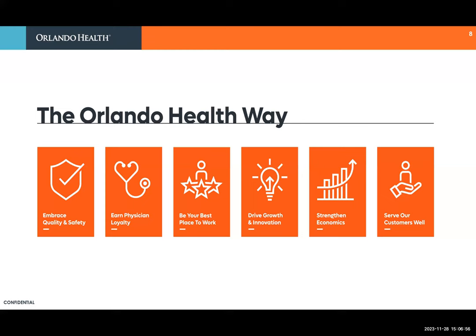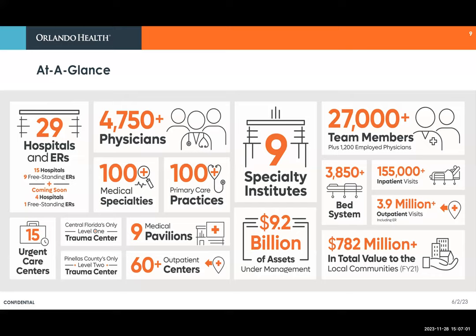Next slide. This is just a quick snapshot of our organization as of June 2nd, 2023. We have 29 hospitals and ERs: 15 hospitals and 9 freestanding ERs are currently open, with 4 hospitals and 1 freestanding ER coming online soon. Of course, our wonderful adult facilities are also joined by our dedicated children's hospital and the busiest hospital in Florida for women and babies, which is Orlando Health Winnie Palmer Hospital. And we have 9 specialty institutes that provide just phenomenal comprehensive care that ranges from heart and vascular to orthopedics and digestive health. And all of these services and facilities are supported by an amazing 27,000 plus team members and more than 4,700 physicians. And so we really have quite the reach.